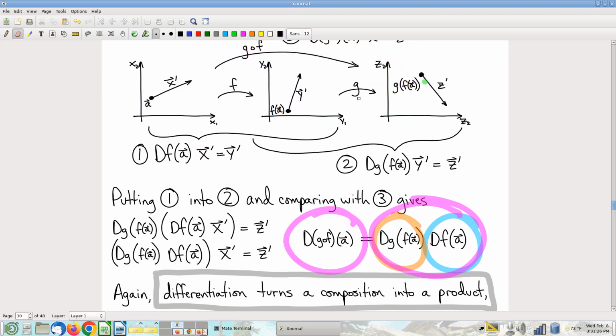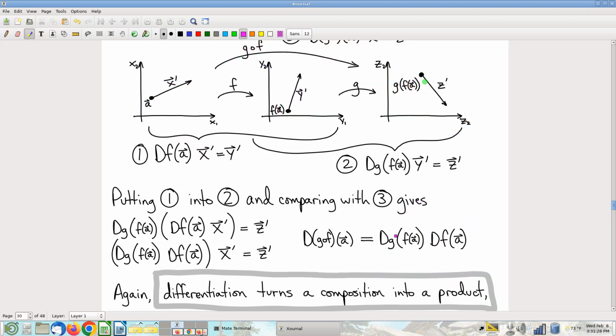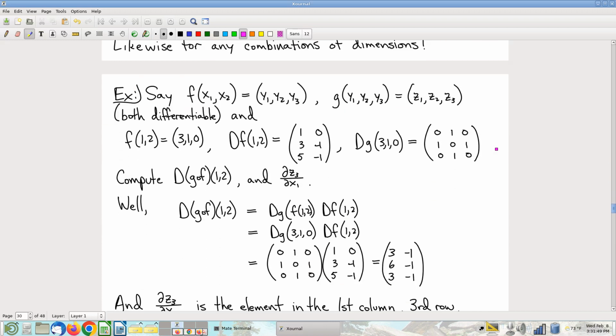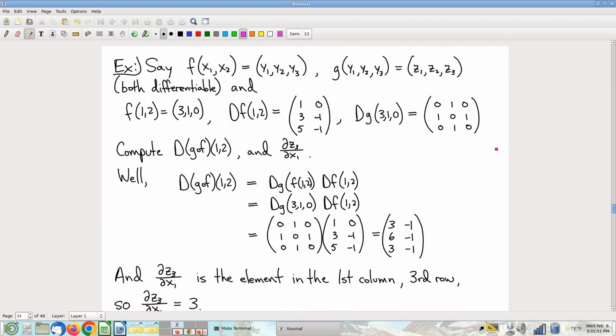And so we talked about the details last time. And a reminder also, the pithy phrasing that describes it is that differentiation turns a composition into a product. And this is, of course, a matrix product. Okay, so let's see an example of this in action. I think that's where we left off last time.